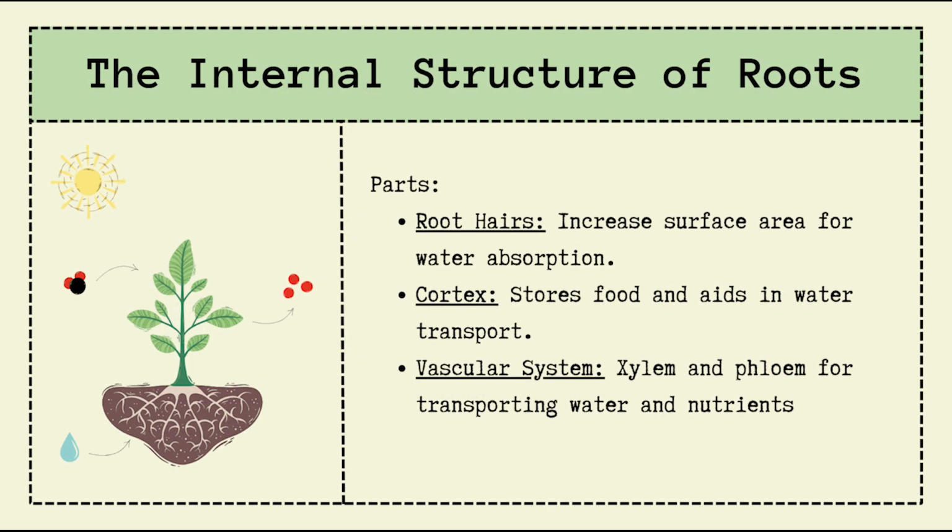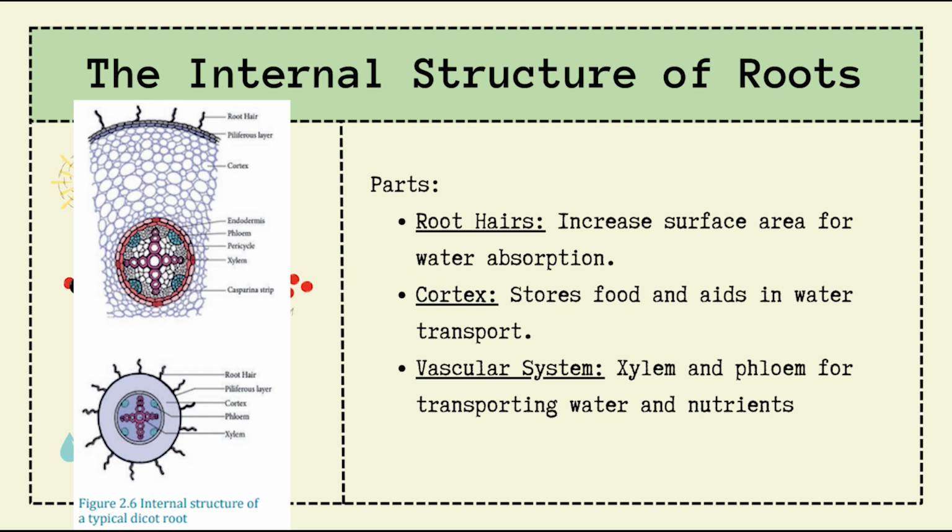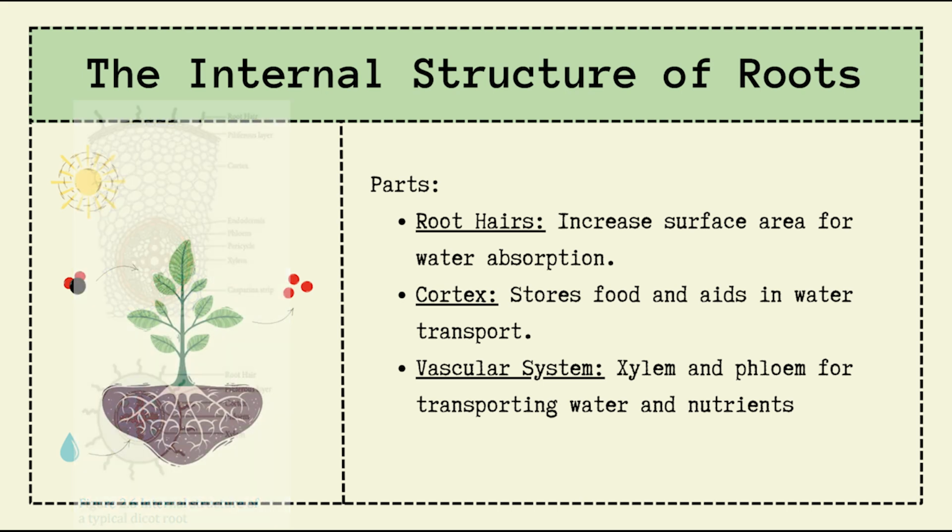Internal structures of roots. Roots are also made of different parts. Root hairs, which increase the surface area for absorbing water and minerals. The other one, the cortex. The cortex helps store food and aids in transport. And the other part of roots is the vascular system, which includes xylem and phloem for moving water and nutrients upward. Healthy root structure is key to plant growth and stability.